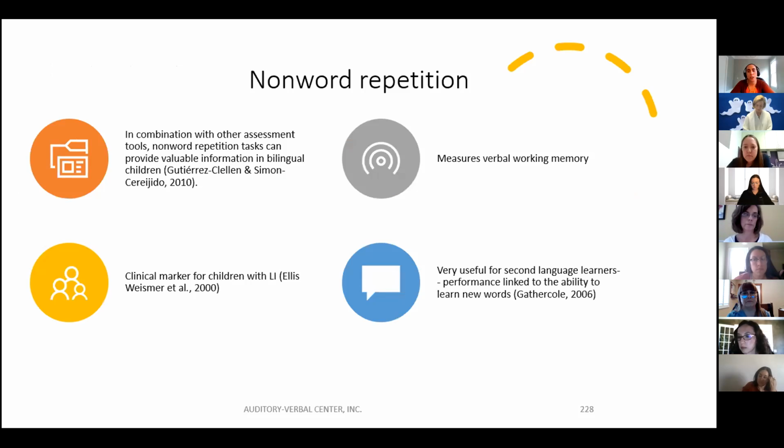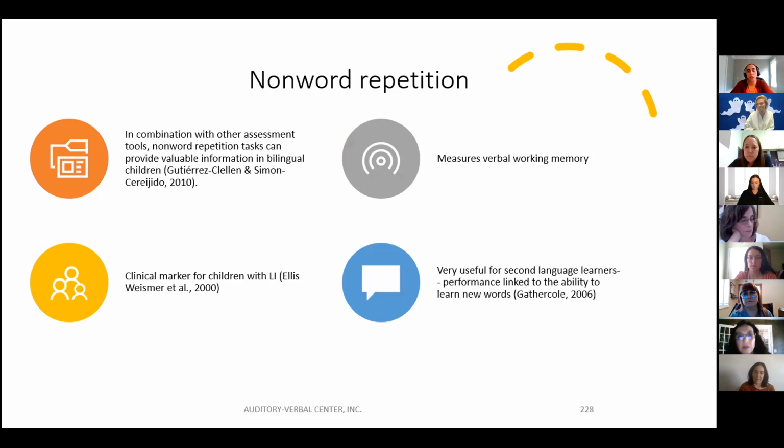Non-word repetition tasks are also really, really effective and can provide very valuable information in bilingual children, and difficulty with non-word repetition we know is a clinical marker for children with language impairment, and also measures verbal working memory.